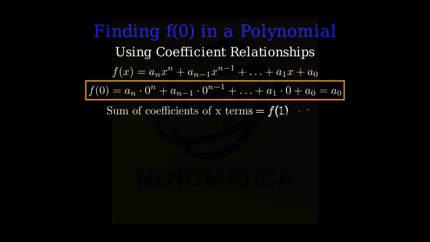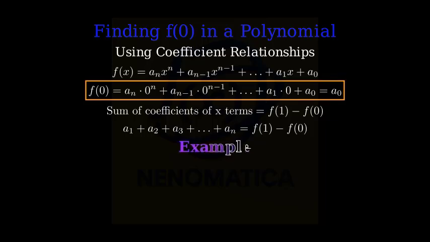According to the hint in our problem, the sum of the coefficients of x terms in a polynomial f of x equals f of 1 minus f of 0. Let's solve an example together. We want to find f of 0 by using the relationship between f of 1 and f of 0.